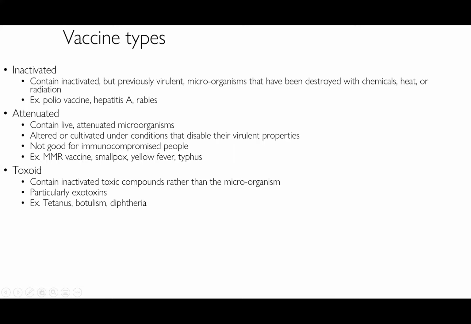Next up is toxoid. And so some organisms, including some we're going to talk about today, like those that cause tetanus, botulism, and diphtheria, they produce exotoxins that basically attack and kill the host and make it easier for the bacteria to infect and invade your body. And so what we do is take those toxins out of the bacteria, we modify them chemically or deactivate them some way, and then we use that in a vaccine.